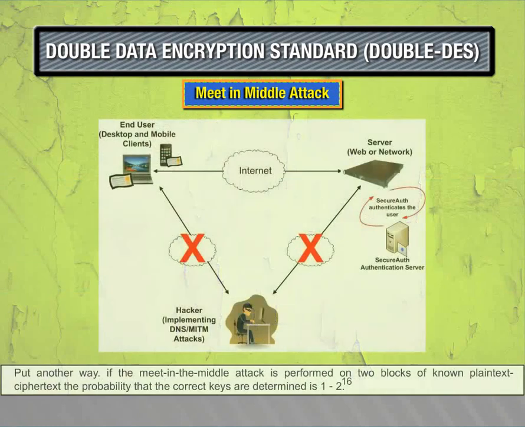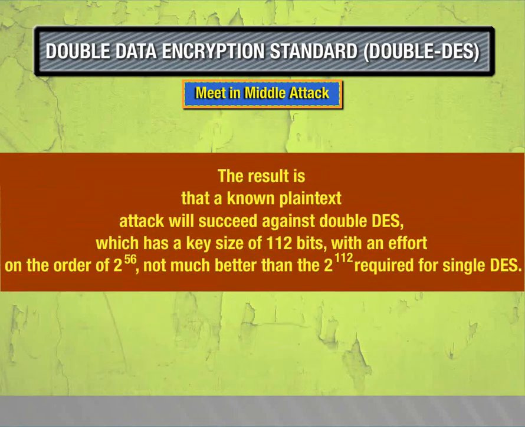Put another way, if the meet in the middle attack is performed on 2 blocks of known plaintext-ciphertext, the probability that the correct keys are determined is 1 - 2^-16. The result is that a known plaintext attack will succeed against double DES, which has a key size of 112 bits, with an effort on the order of 2^56, not much better than the 2^55 required for single DES.